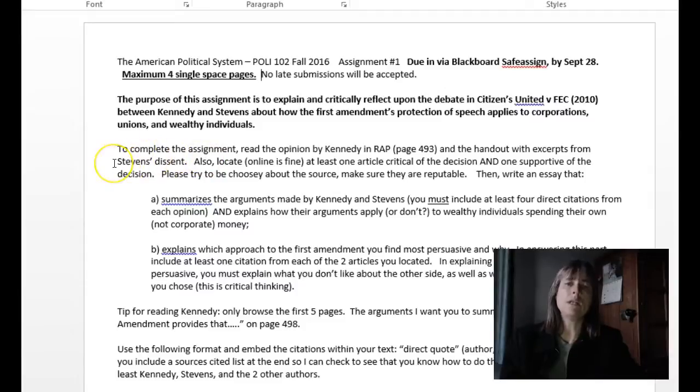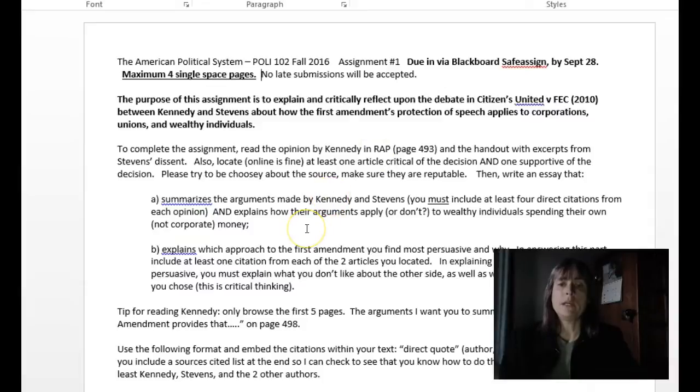You will also be reading the dissent that was written by Justice Stevens, and that is attached to this week's work. You'll also go online to locate at least one article that's critical of the decision and one that's supportive of the decision, and you'll have a citation from each of those in your paper.